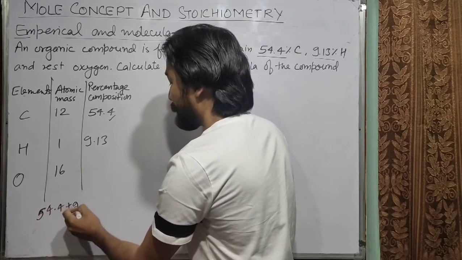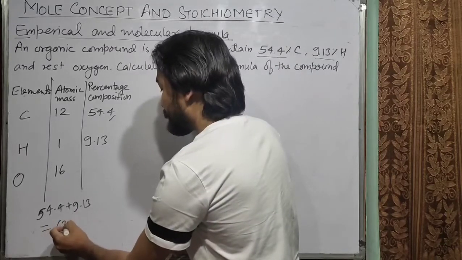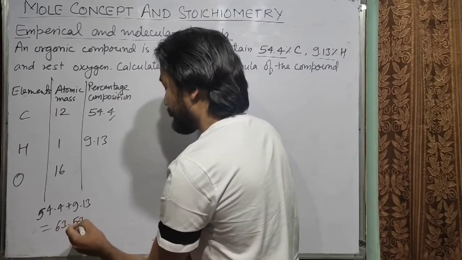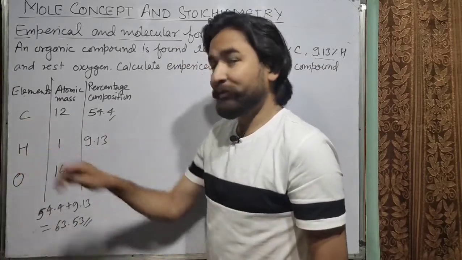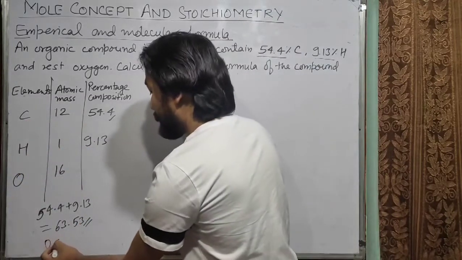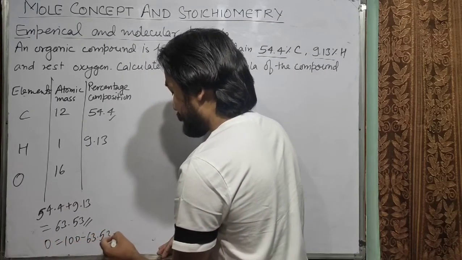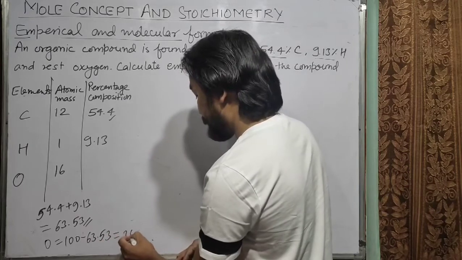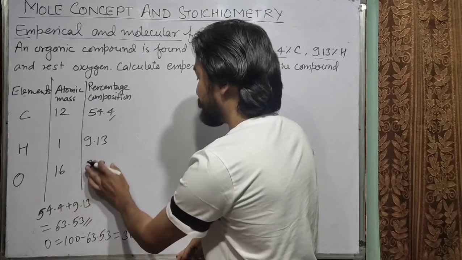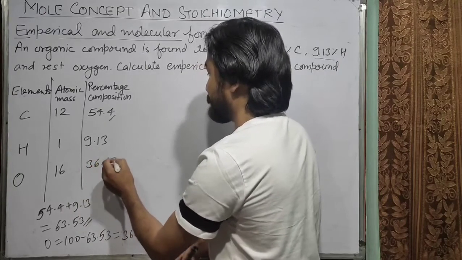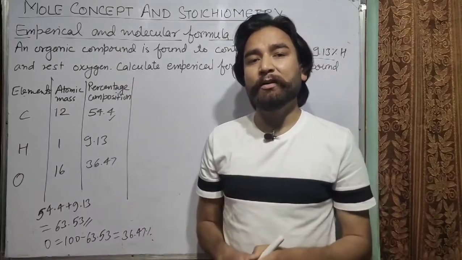So let's see how much 54.4 plus 9.13 is. That is equal to 63.53. So 63.53% is carbon and hydrogen together. So oxygen will be 100 minus 63.53, which will be 36.47%. So write down 36.47 here. So this column is also completed.